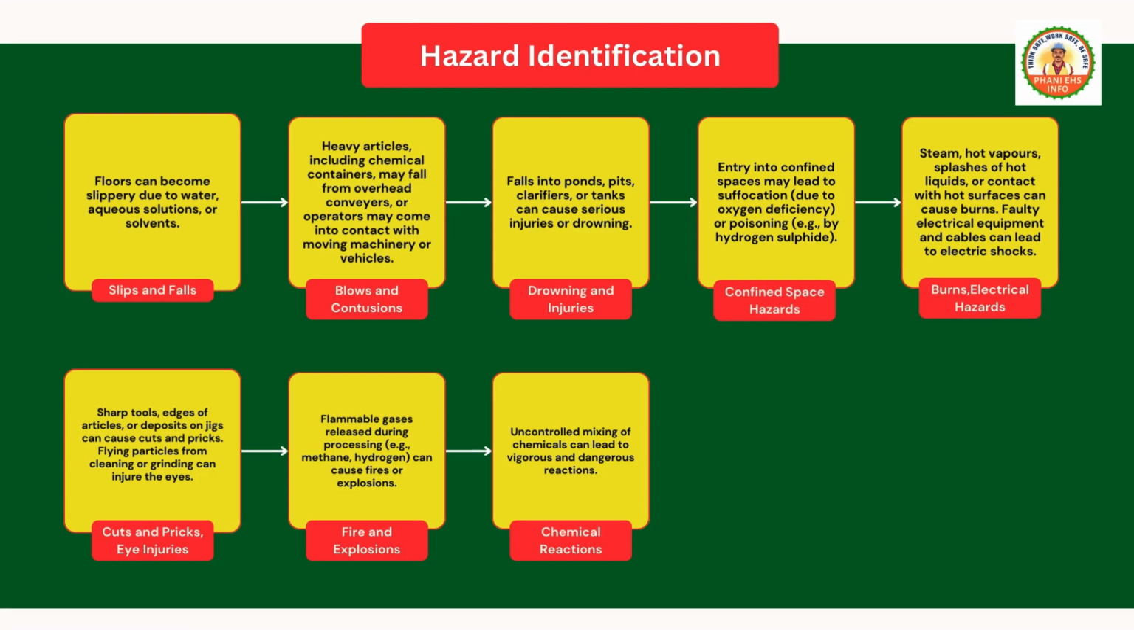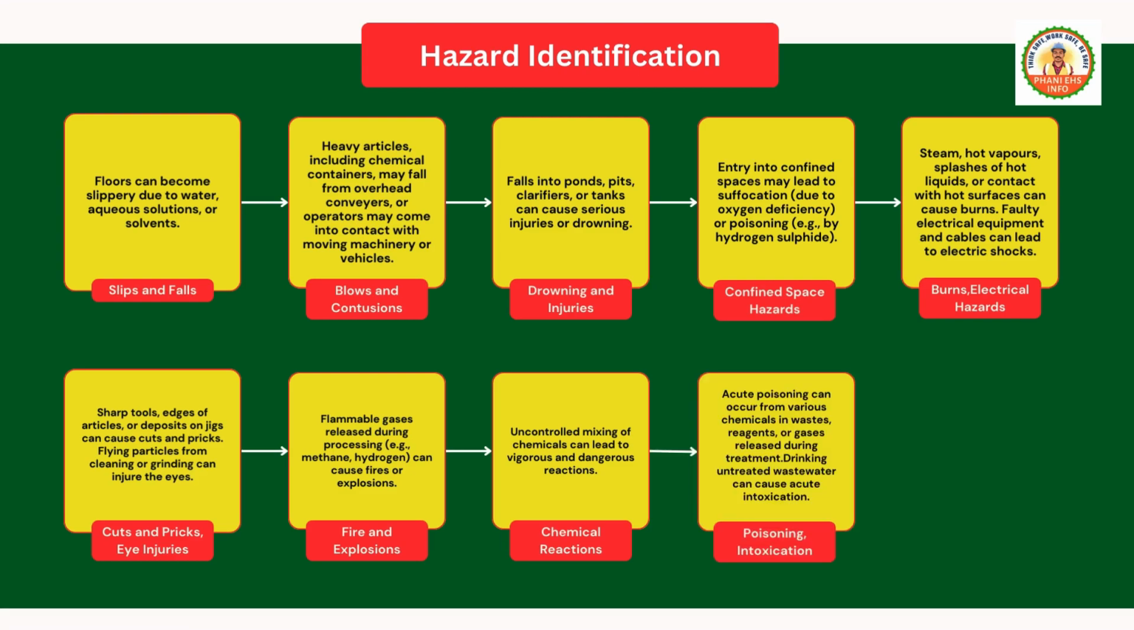Chemical reactions. Uncontrolled mixing of chemicals can lead to vigorous and dangerous reactions. Poisoning. Acute poisoning can occur from various chemicals in wastes, reagents, or gases released during treatment. Intoxication. Drinking untreated wastewater can cause acute intoxication. Phosgene poisoning. Smoking in the presence of chlorinated solvent vapors or using welding flames in such conditions can produce phosgene.